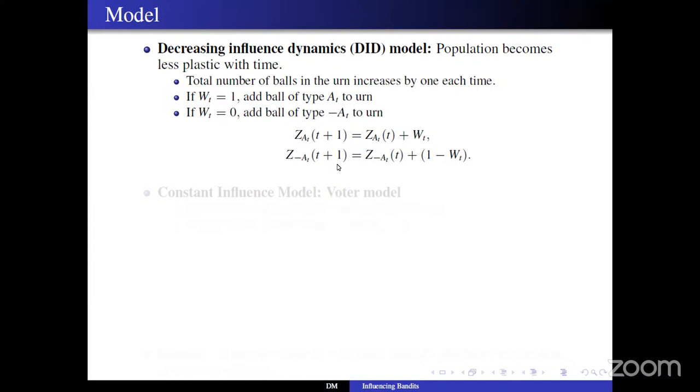What is WT? WT is the reward that you get, the Bernoulli reward. WT is not evolving. WT depends on XT, the type of the candidate or the user that arrived, and the arm that was shown.